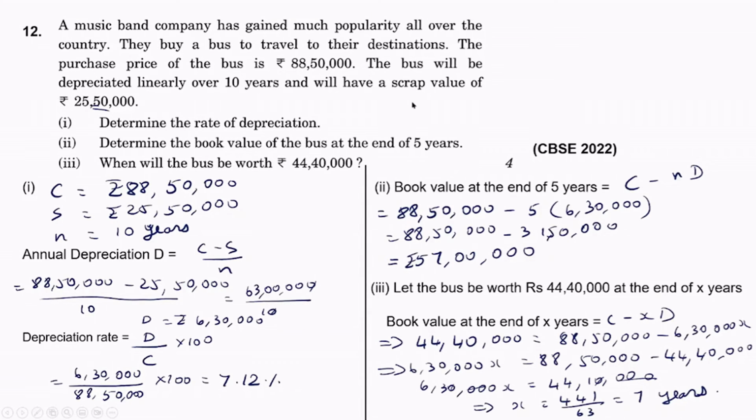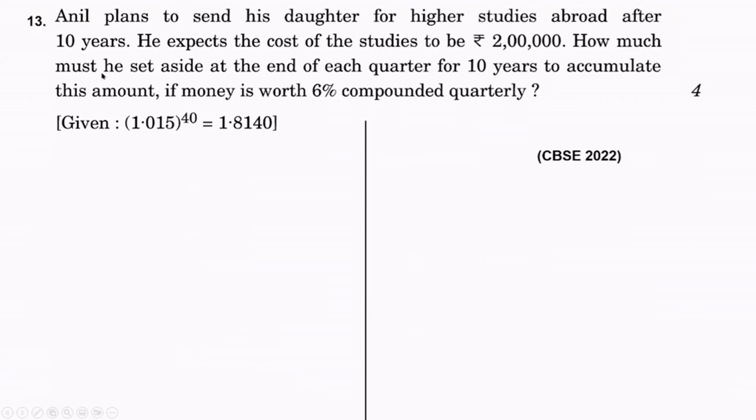So we have all these questions for 4 marks. Moving on, Anil plans to send his daughter for higher studies abroad after 10 years. He expects the cost of the studies to be rupees 2 lakhs. How much must he set aside at the end of each quarter for 10 years to accumulate this amount if money is worth 6% compounded quarterly?